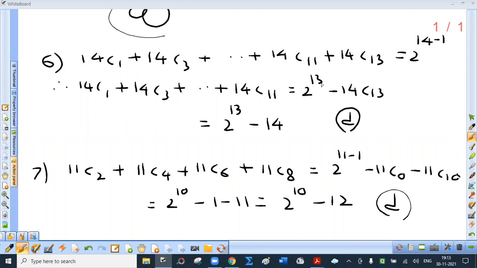Then sum number 7. The value 11C2 + 11C4 up to 11C8 is. The sum of even binomial coefficients of order 11 is 2^10. But 2 terms are missing, 11C0 and 11C10. 11C0 is 1 and 11C10 is 11. So the answer is 2^10 − 12. Correct option is D, Delhi.